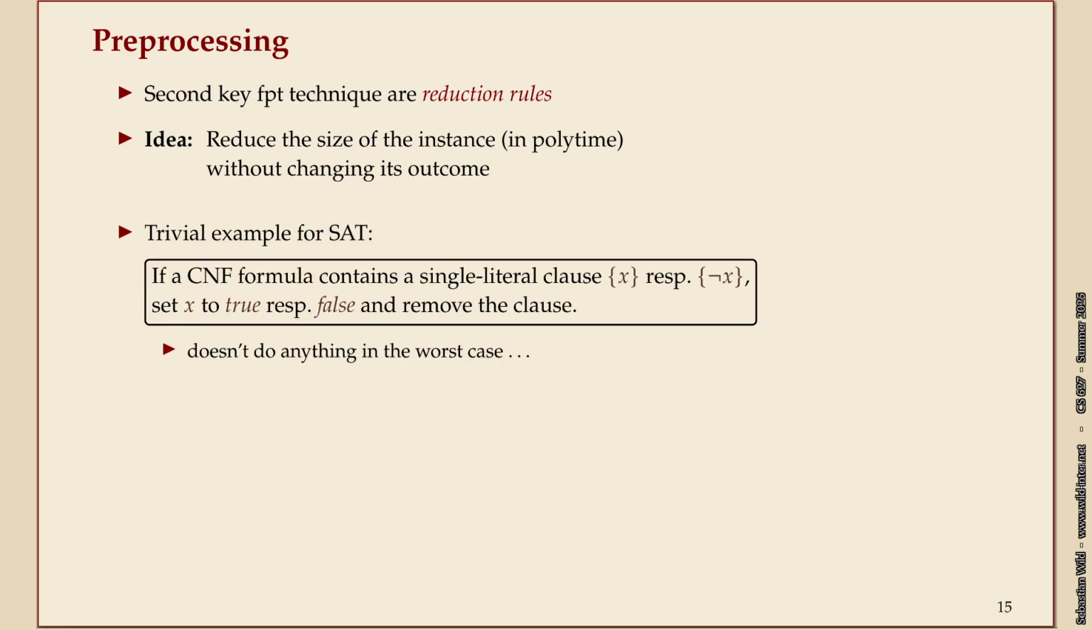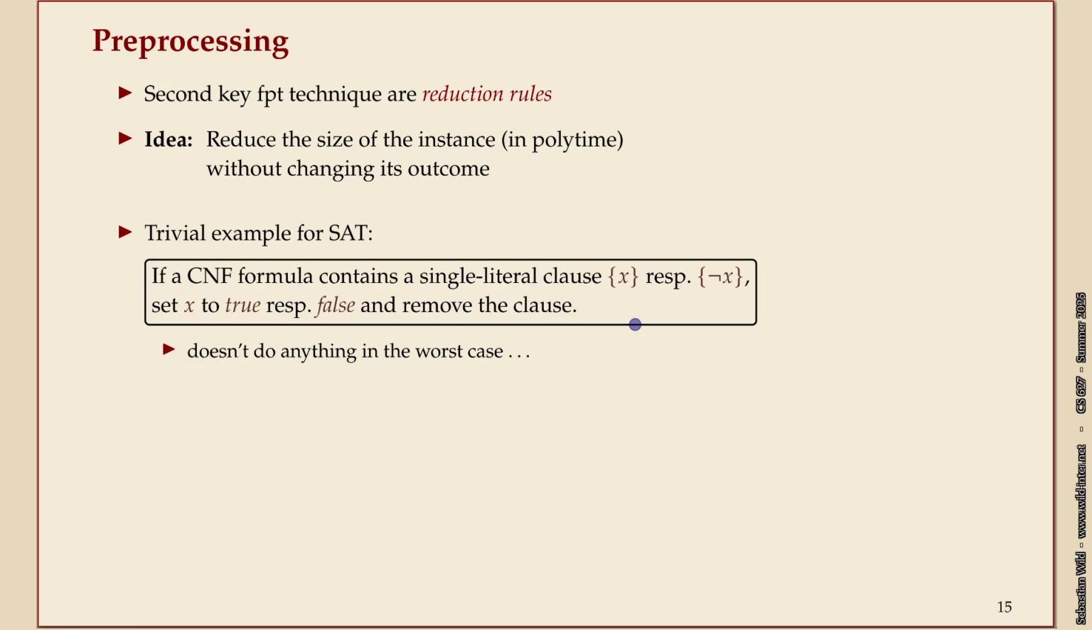That's the idea. So a trivial example, if we're back to the satisfiability problem and we have a conjunctive normal form that for some reason contains a clause with a single literal. Because we're taking the and of all the clauses, if there's a clause that just contains x, that means x has to be set to true. Or if it's not x, to false. There's no choice, actually. So a simple reduction rule would just do exactly that.